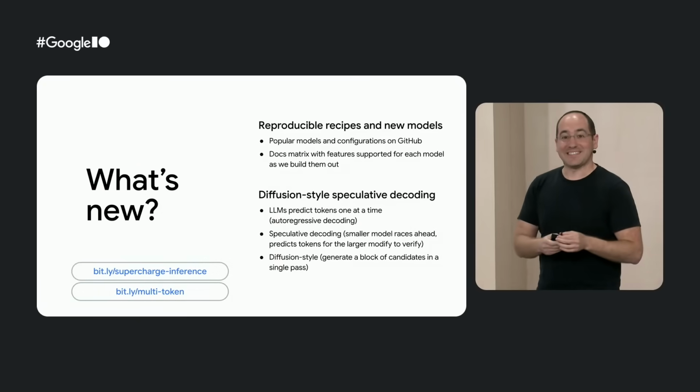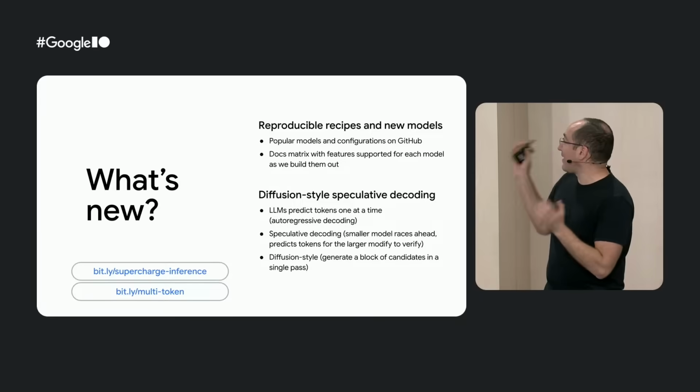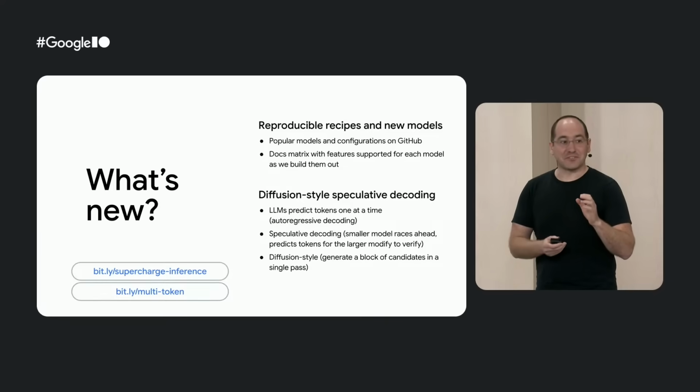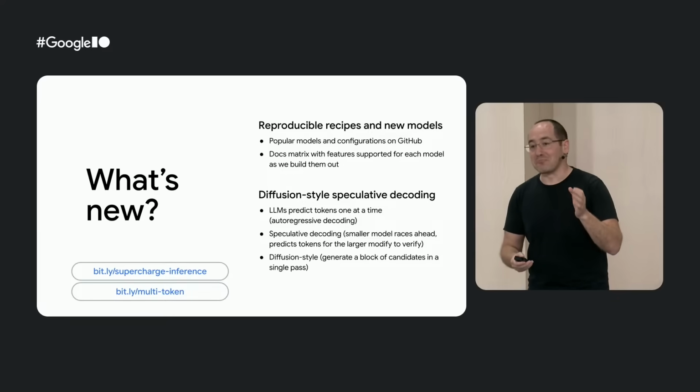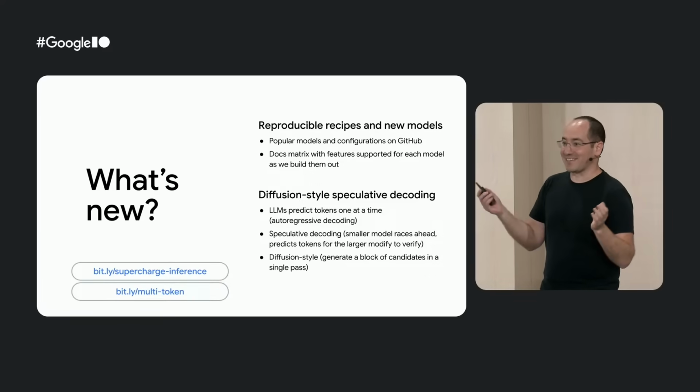Another really cool thing I wanted to mention, and this is one reason I've loved working in open source all these years, we got a really amazing PR from UCSD. And this is for diffusion-style speculative decoding. If you're new to speculative decoding, the idea is kind of crazy. I remember when I learned about it, I was like, wait, that's kind of wild.